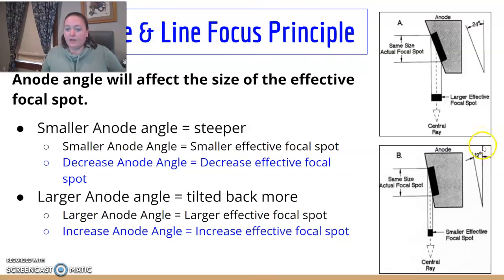And just like your anode heel effect concept, the smaller anode angle makes it steeper. The larger anode angle, remember, brings the heel back more, opening up the space. So a smaller anode angle makes it steeper up and down, and it's going to decrease the size of the effective focal spot. So because it's so steep up and down, the size of your effective focal spot, which is exiting out to your patient, is going to be smaller. If you increase anode angle, making the angle degree larger, moving it backwards, it is going to have a larger effective focal spot. Okay, so sort of an opposite concept there.